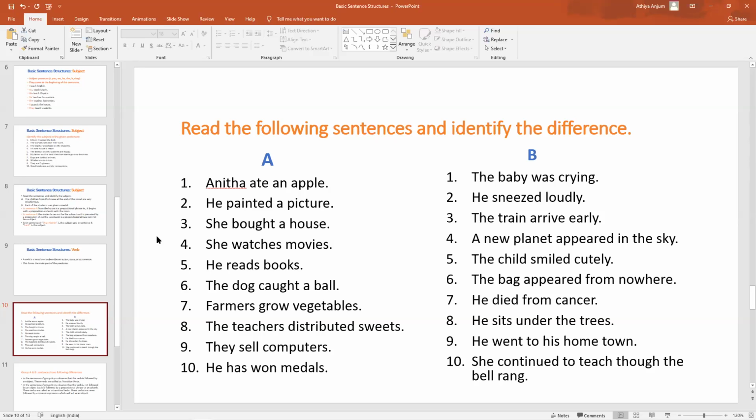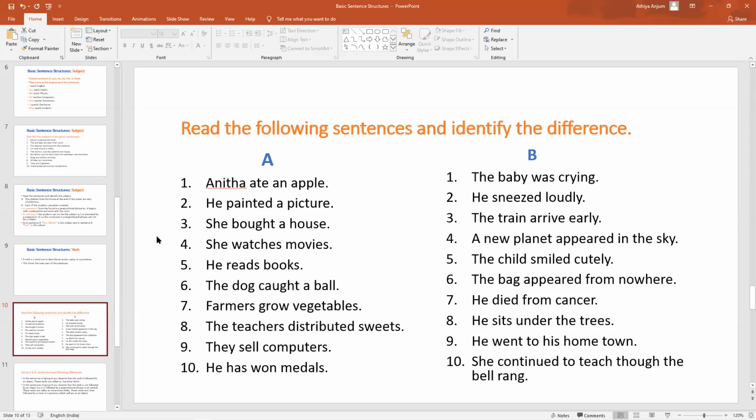Then the next one, he sneezed loudly. Do you know sneezing, when you have a cold or cough, and of course now everyone has been told to be careful not to sneeze, isn't it? So he sneezed loudly. The subject is he, and the verb is sneezed. But do you have any noun after that? No. How? Loudly. Adverb. So this verb is followed by an adverb. It is not followed by an object. There is no noun or pronoun, so there is no object there.